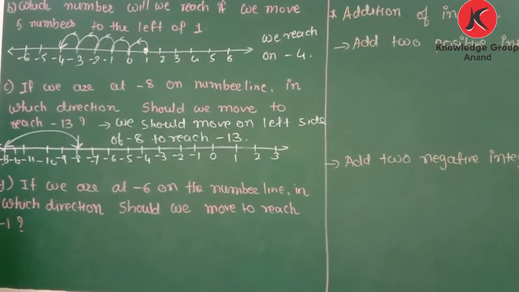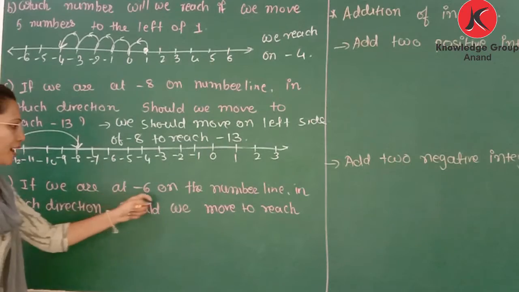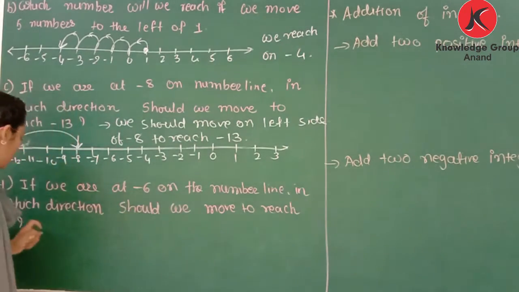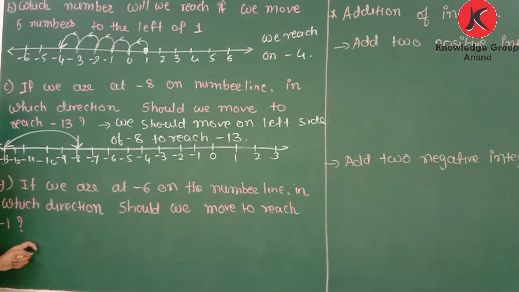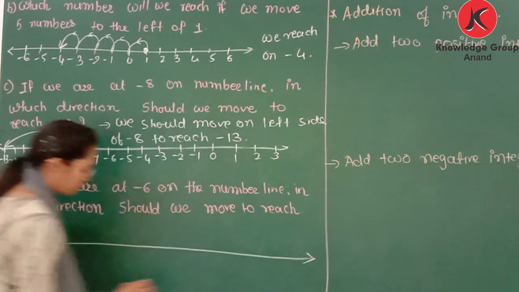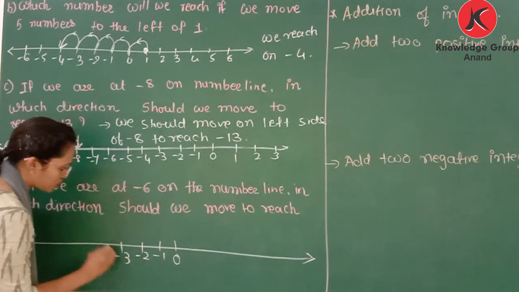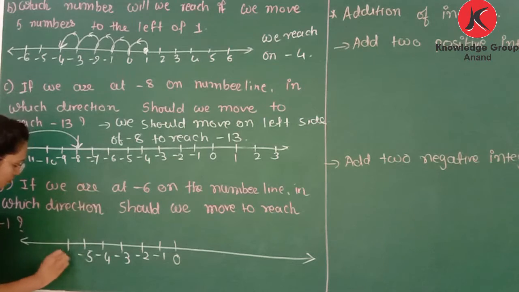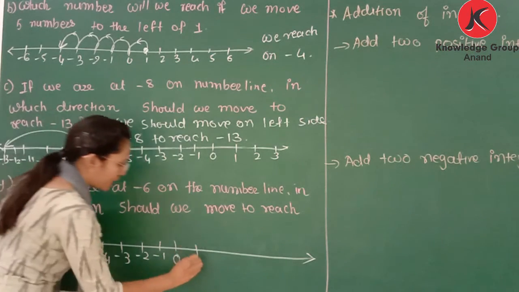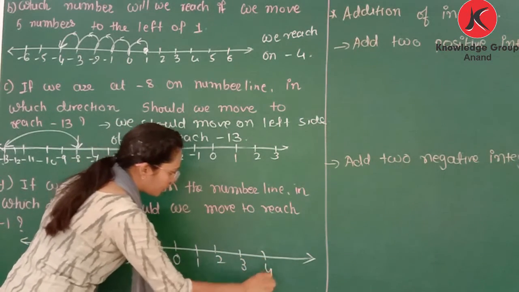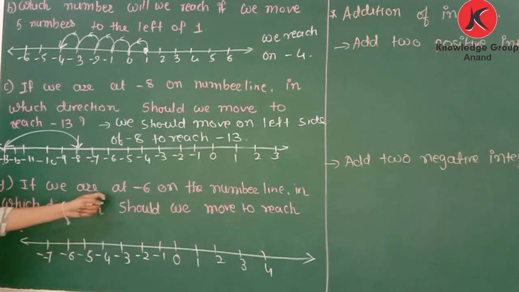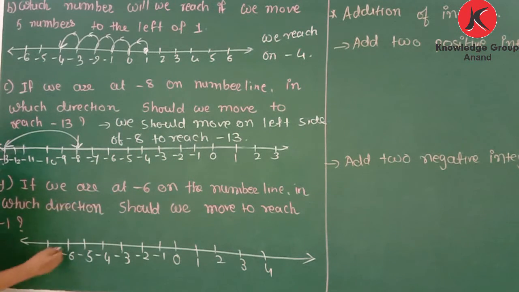Now next one. If we are at minus 6 on the number line, in which direction should we move to reach minus 1? So let's draw a number line. Here 0, minus 1, minus 2, minus 3, minus 4, minus 5, minus 6, minus 7. On the right side we have positive integers. So here we are at minus 6. We reach minus 1, so we reach here.